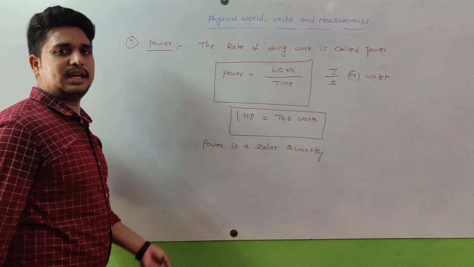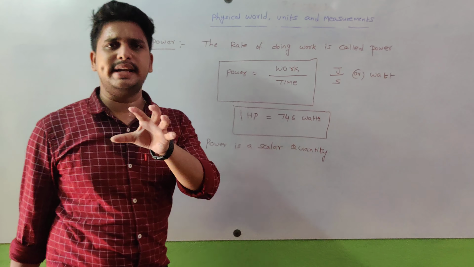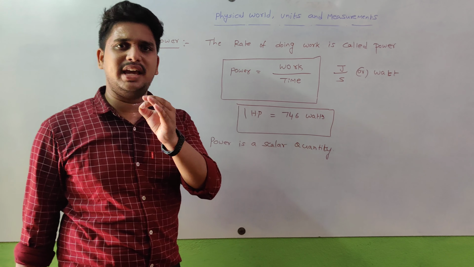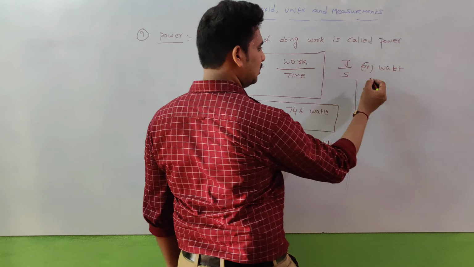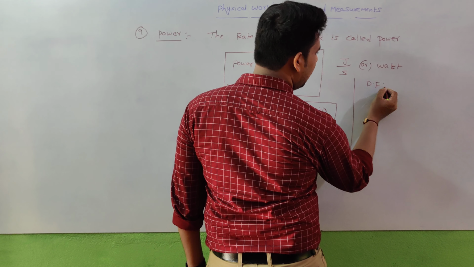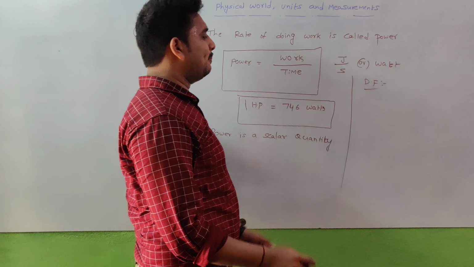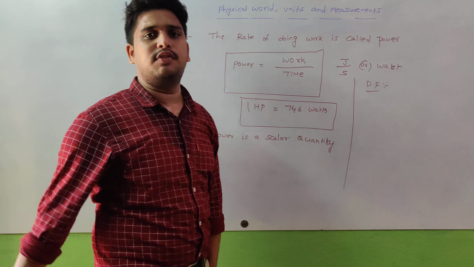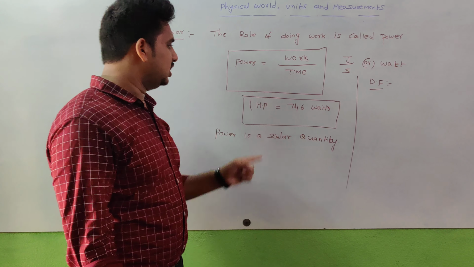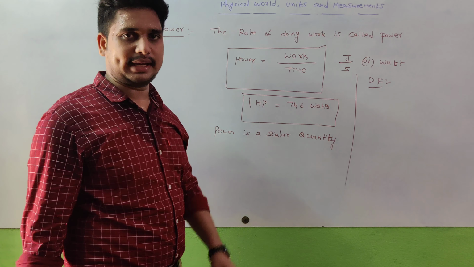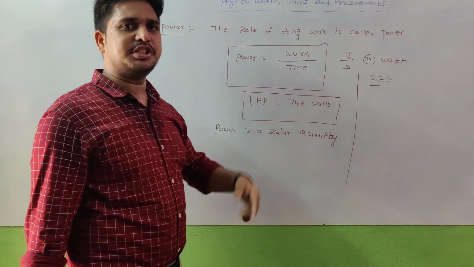And one more thing here, how to write the dimensional formula. Our main aim is to write the dimensional formula. Already we know this, so up to now we have written 8 dimensional formulas. If you know the unit, it is easy to write the dimensional formula. So here the unit is joule by second.